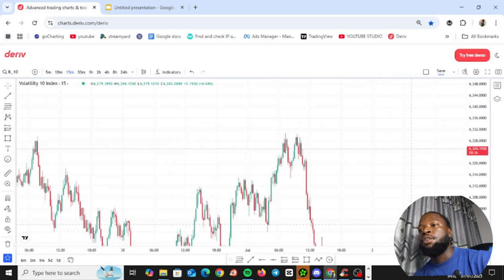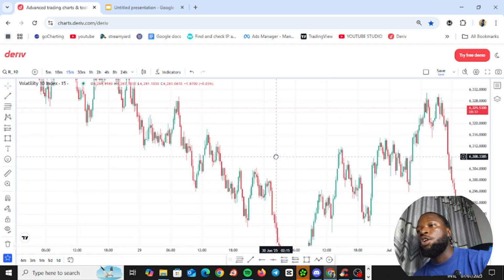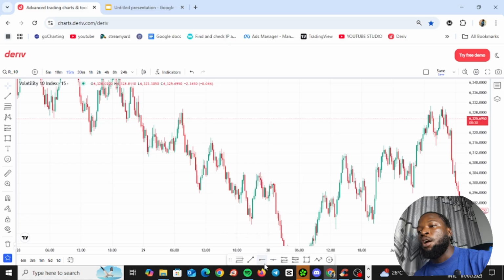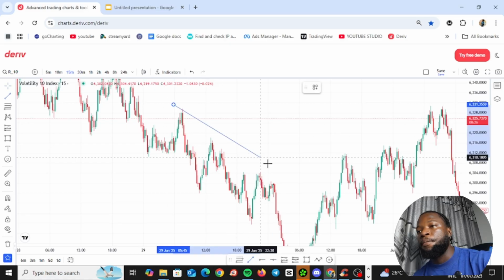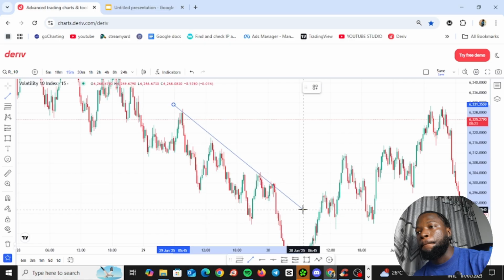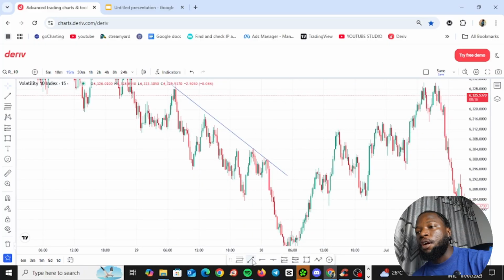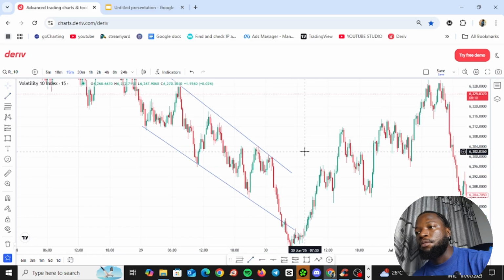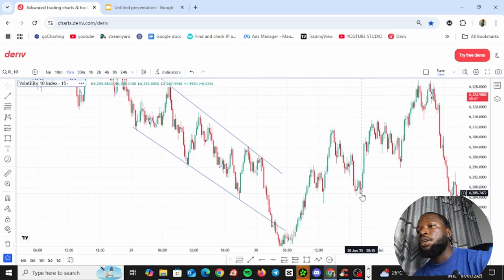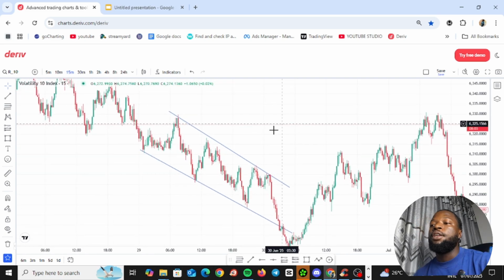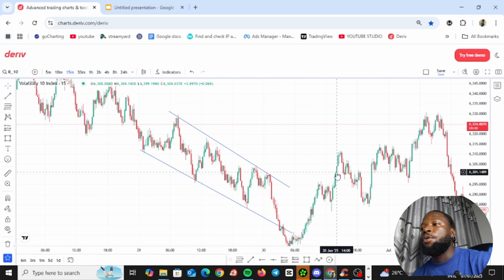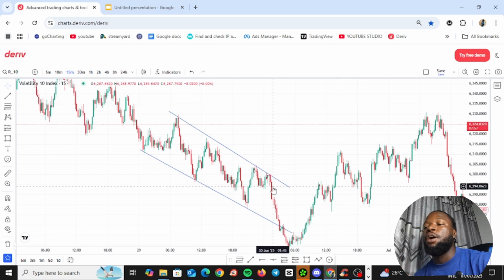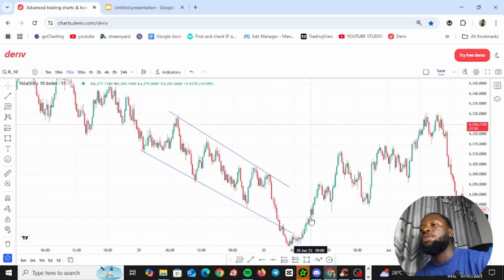if price is bearish, I'm going to be looking for my resistance level. Take for example, this is my resistance level here, and this is my support level here. All right, so I'm going to be looking out for this resistance level until price breaks out of this level, I'm going to be taking my sell, and if price breaks out of this support level, I'm going to be taking my buy.